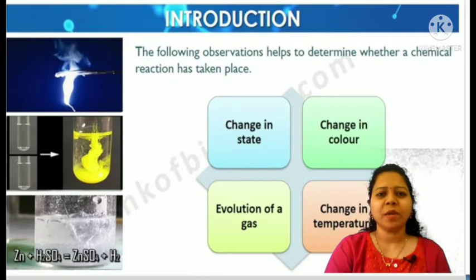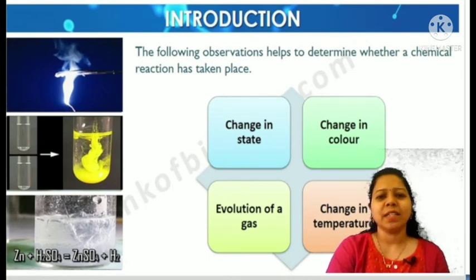We have learned what is meant by a chemical reaction and some examples of chemical reactions. But how do we identify that a chemical reaction has taken place? There are some observations on the basis of which we can understand that a chemical reaction has taken place. We look for a change in state, change in color, evolution of gas, and change in temperature. These observations show that a chemical reaction has taken place.